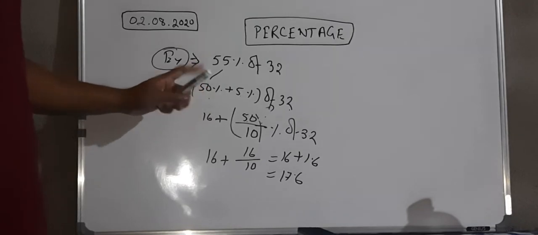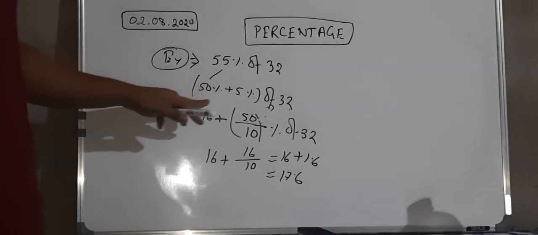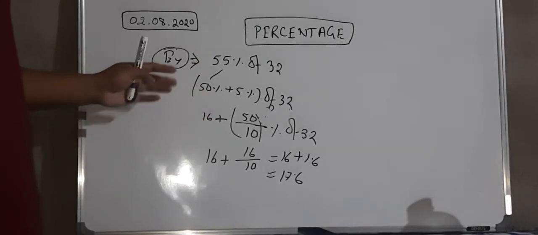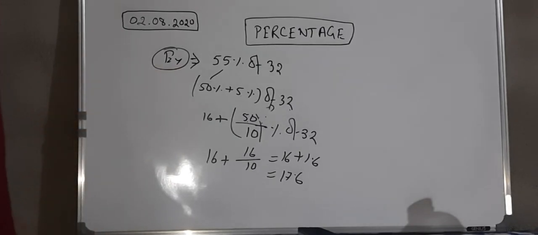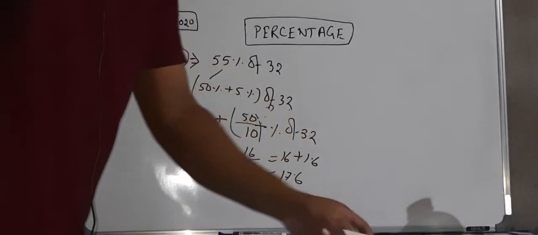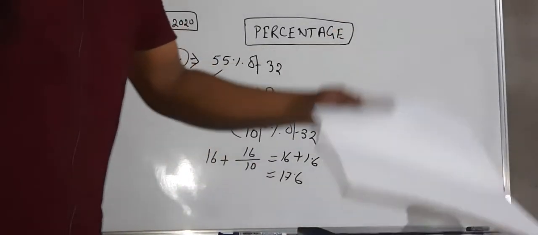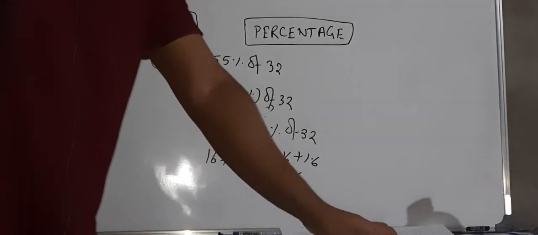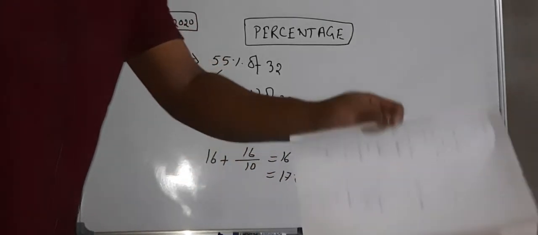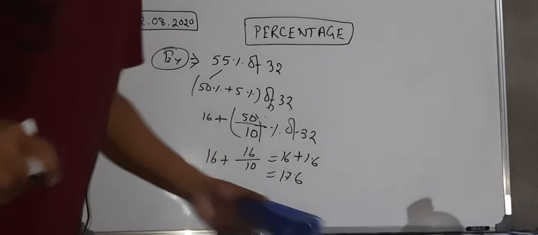First, break 55% into two parts, 50% and 5%. And 50% of 32 is 16, and 5% is basically 50 by 10%. Now 50% of 32 is 16, so 16 by 10 is 1.6. 16 plus 1.6 is 17.6.